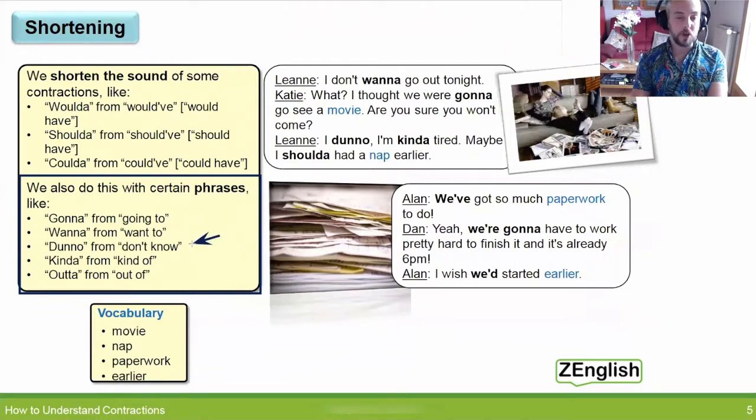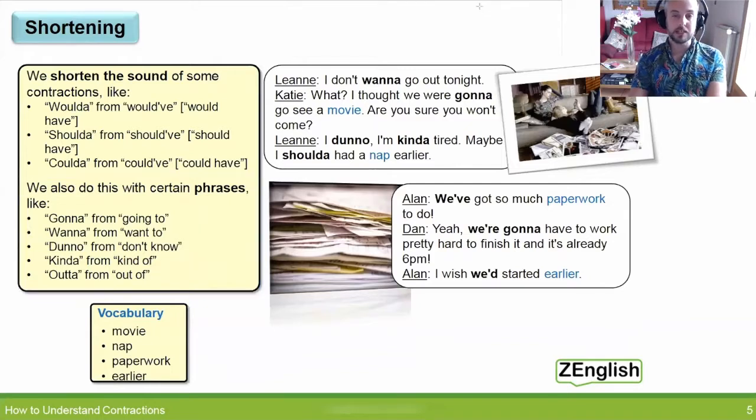Dunno from don't know, I don't know what time I'm gonna be there, dunno. Kinda is from kind of, I'm kinda tired, I wish I kinda hadn't done it. And outer from out of, and with outer, like we discussed before with these hard T sounds, we generally soften these to a softer D sound, outer. We've got to get out of here.